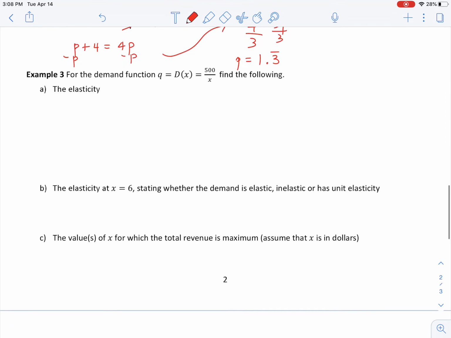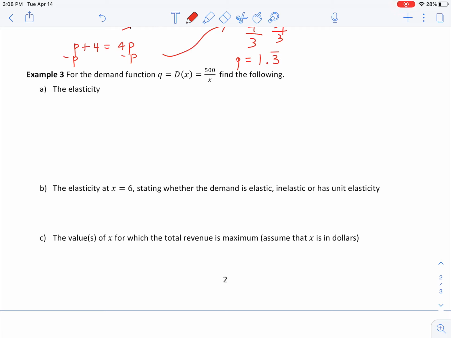Now the very last example, very similar to what we are doing, but this one comes out a little bit different, okay? I'm trying to remember to go back and fix that one typo where I said price to which the revenue is maximized. I'll do that soon.